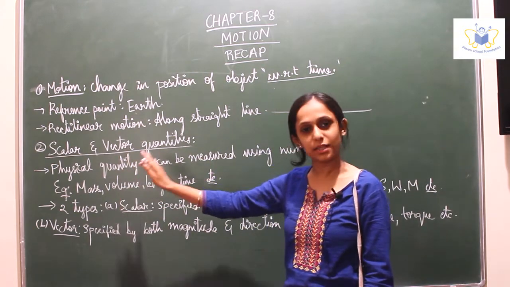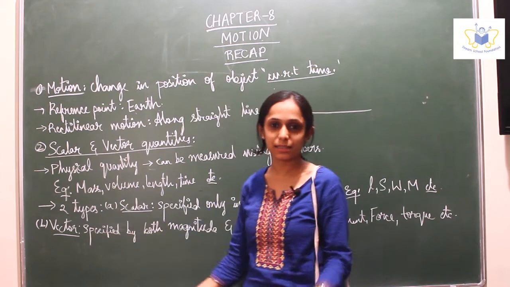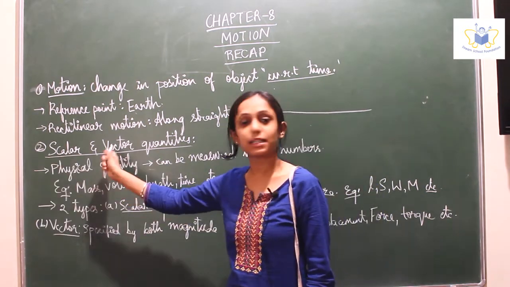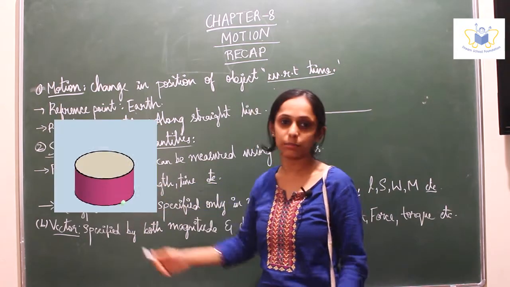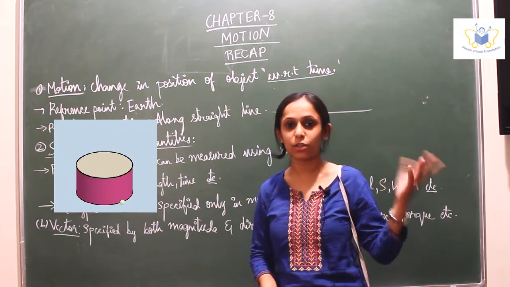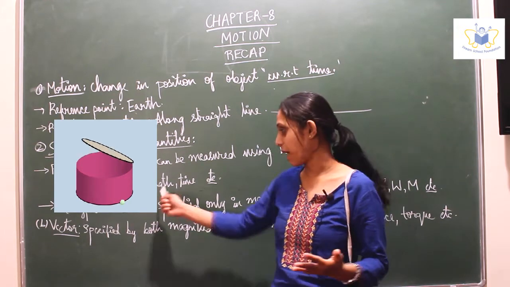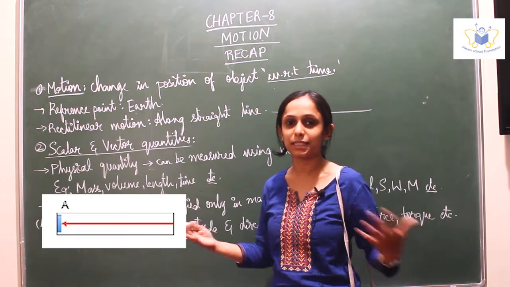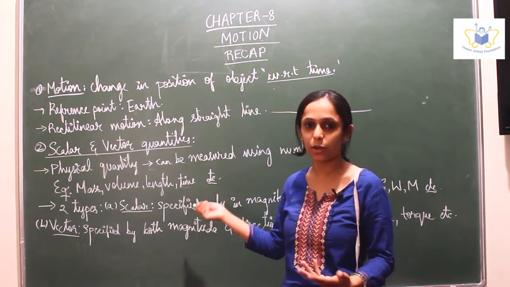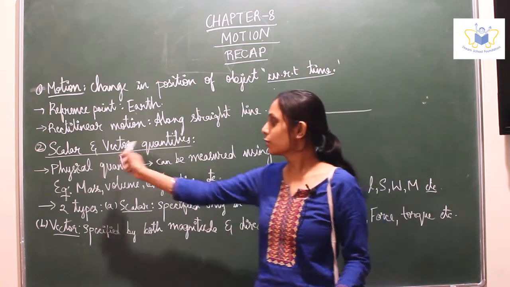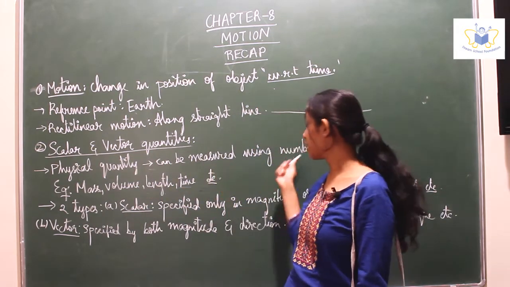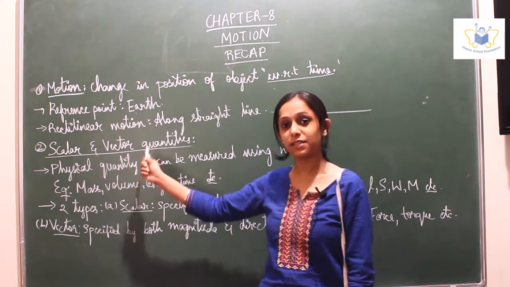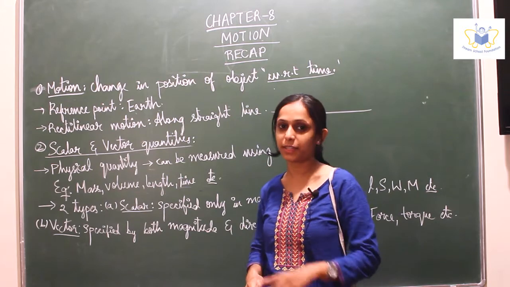Some examples of physical quantities are mass. Mass is nothing but your weight. You measure it: this is 5 kg, this is 10 kg, again defined using numbers. Then volume, measured in liters. You can measure your water or juice in liters, 5 liters, 10 liters. Then length, 5 meters, 10 meters. And time, we all know, 10 minutes, 3 minutes. All of these which can be measured using numbers are called physical quantities. Among these physical quantities, we again have two different types.